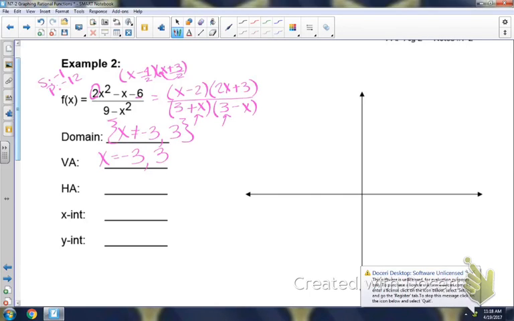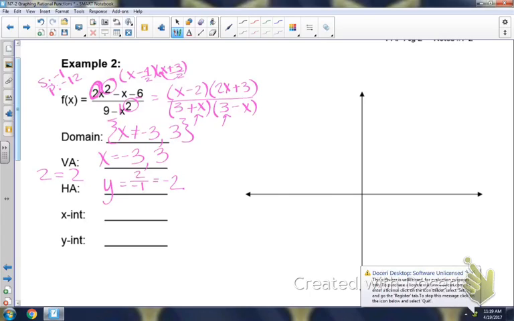Horizontal asymptote, you're looking for your degree, the highest exponent. If you look at the top, it's a 2. The bottom is also a 2. Those are equal. So remember, when they're equal, your horizontal is y equals a over b, which is the ratio of the leading coefficients. The coefficient of the top is a 2 over the coefficient of the bottom. The coefficient of the bottom is not 9. That's a constant. You need to look in front of your x squared. That's negative 1, which would make it y equals negative 2.